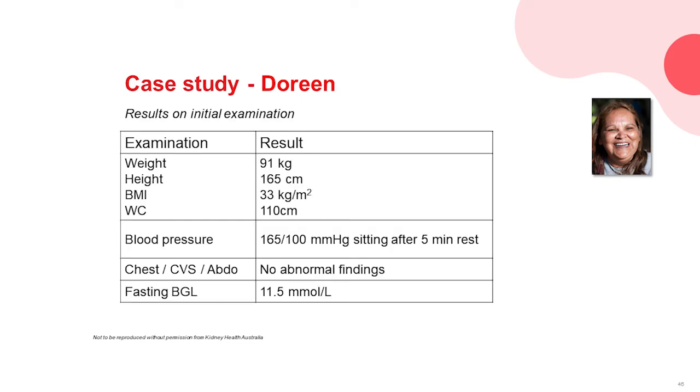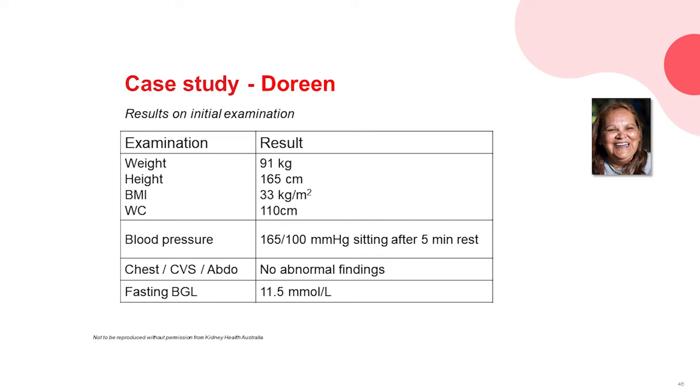Her results on initial examination: she weighed 91 kilograms and has a body mass index of 33 kilograms per meter squared and a waist circumference of 110 centimeters. Blood pressure was 165 over 100 after 5 minutes rest, and fasting BGL was 11.5.